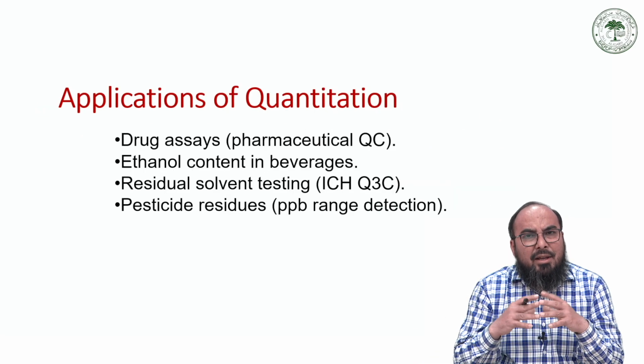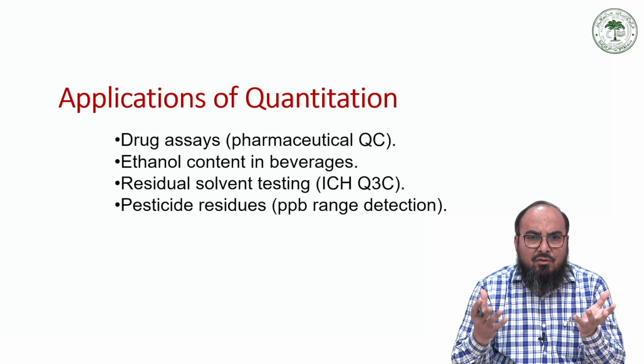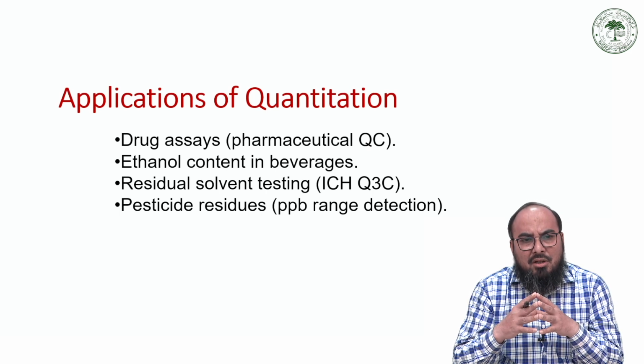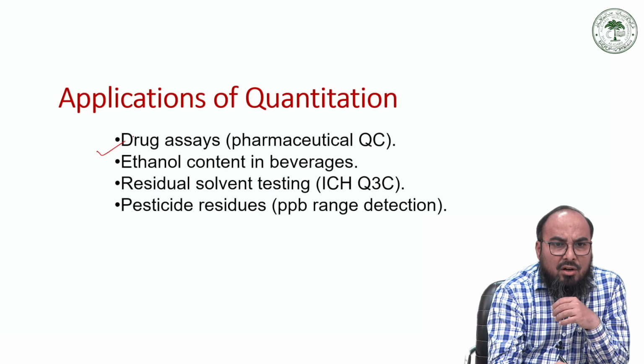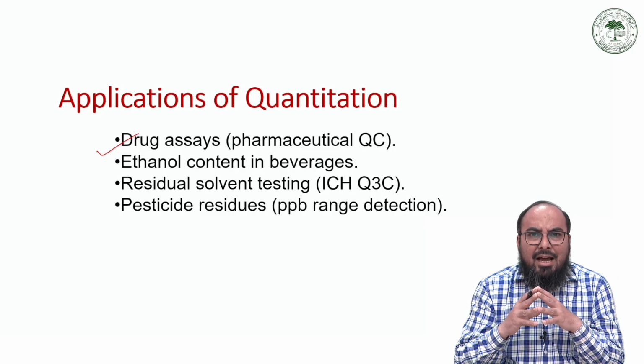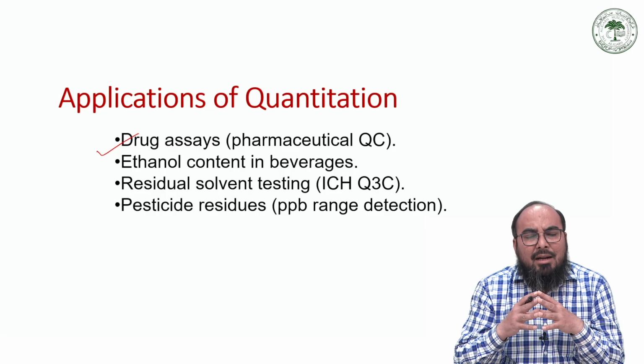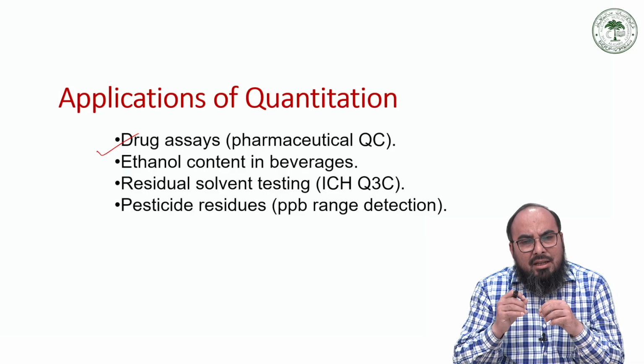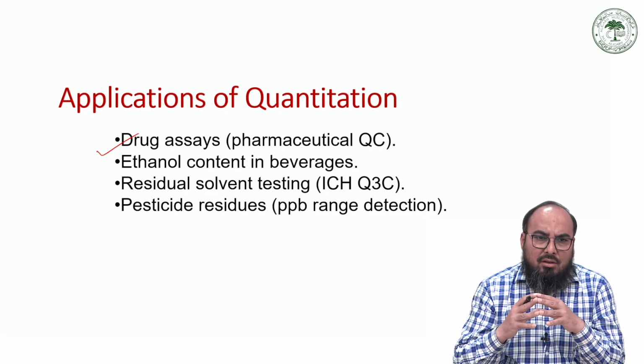So what are the applications of quantitation? Why are we interested in quantitation? Initially, for drug assays where pharmaceutical quality checks are required, where high accuracy is needed. For example, if you are administering a certain injection to a patient, then you must be very specific that the prescribed amount is there in the injectable and it is going into the body.